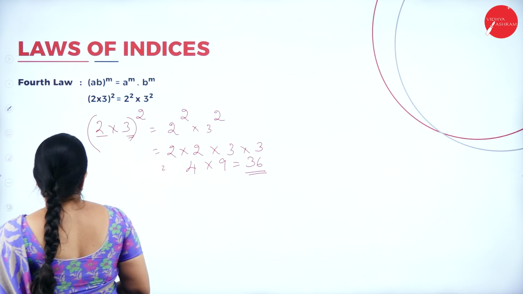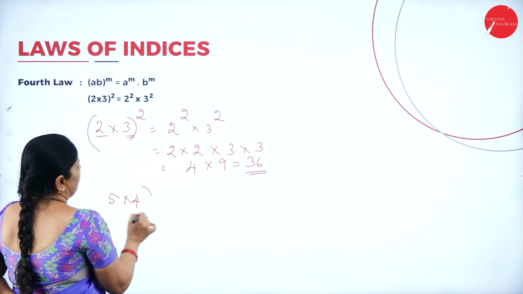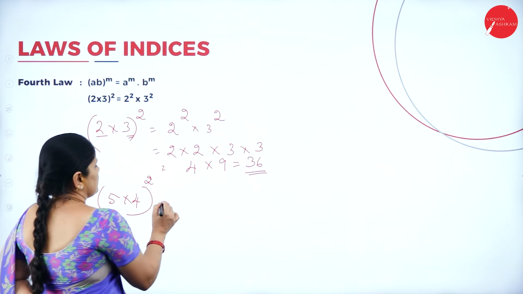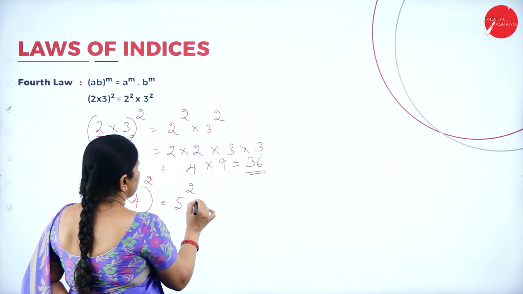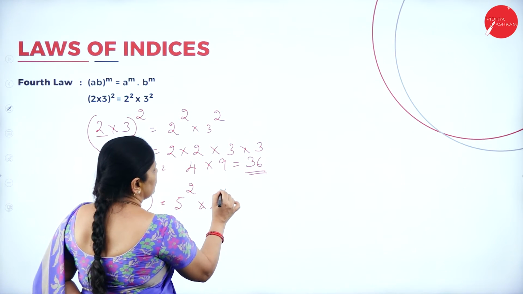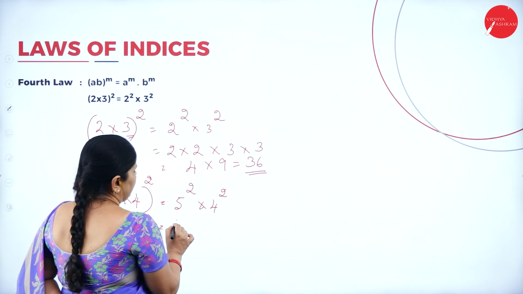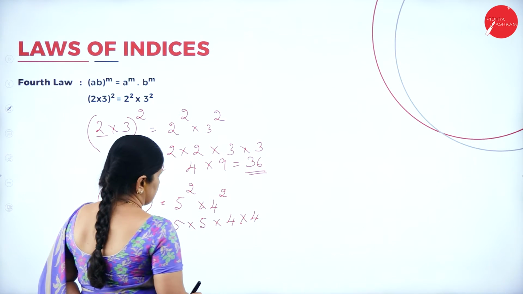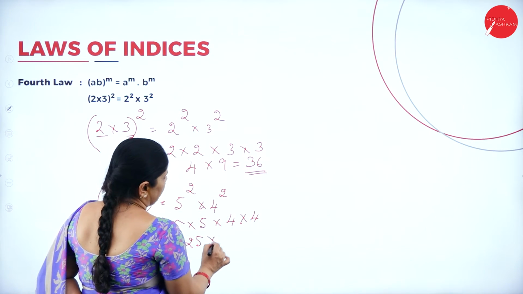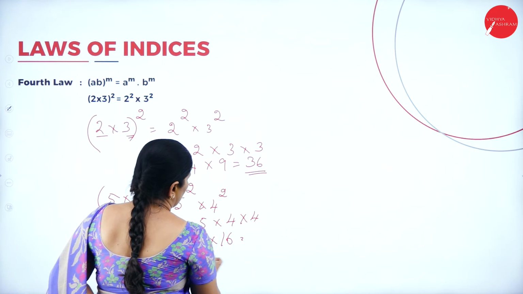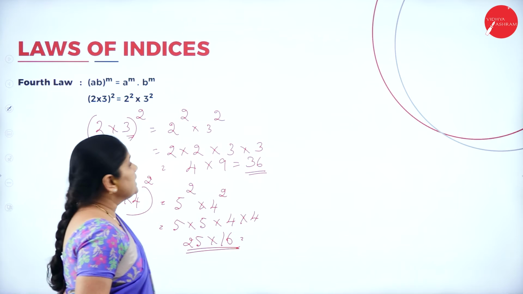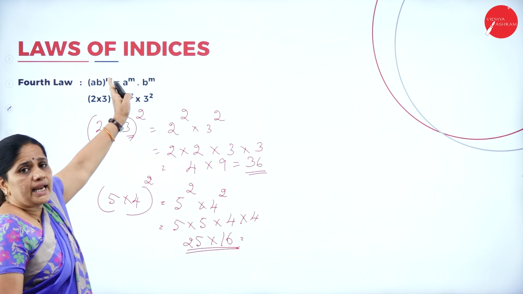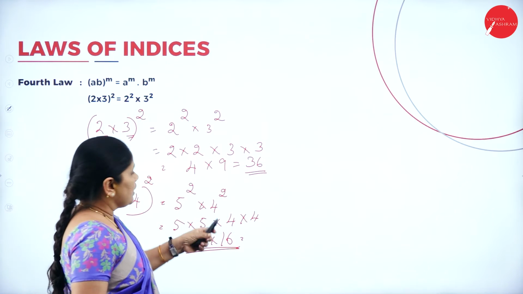Now, suppose I write (5 into 4) to the power 2. This can be written as 5 to the power 2 into 4 to the power 2. So, 5 into 5 is how much? 25, into 4 into 4 is 16. So, you can simplify 25 into 16, whatever is the number. In this way, we should understand that (AB) to the power m equals A to the power of m into B to the power of m.